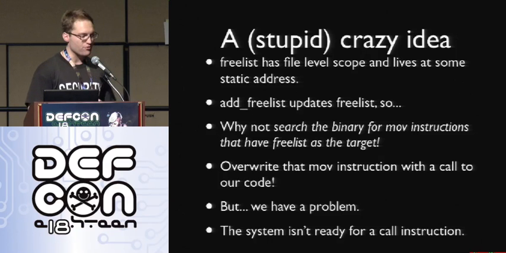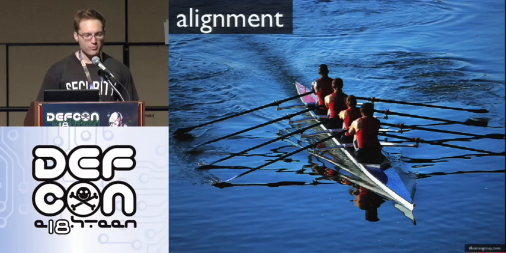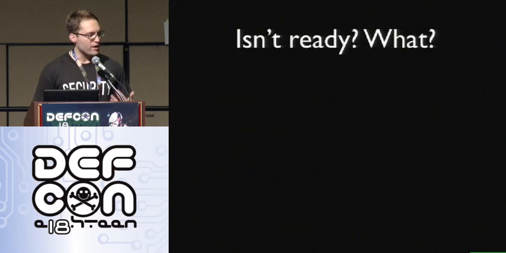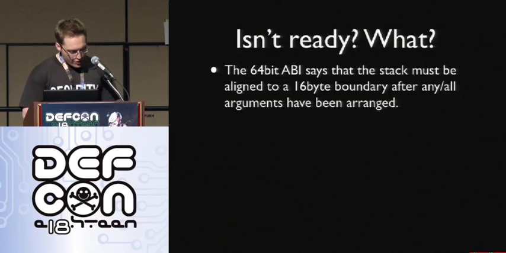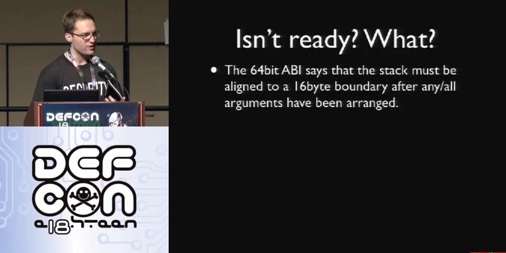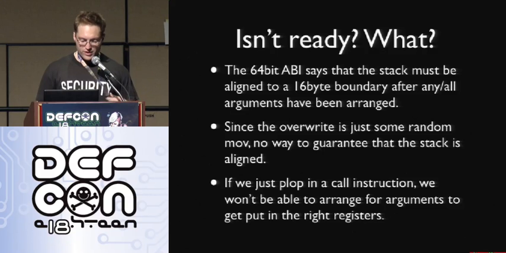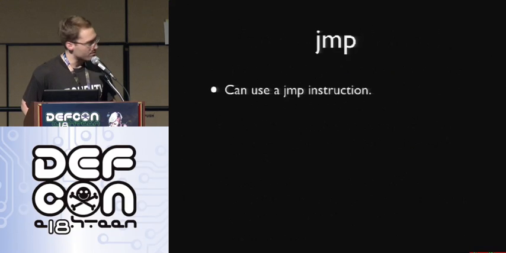The system isn't actually ready to make a call instruction at that point. What does that mean, not ready? Well, remember before we talked about the ABI and how the ABI talks about alignment and calling convention? Well, it's not quite ready to call a function because there was just a bunch of move instructions. If we just implant a call instruction, there's no guarantee that the stack is aligned or that arguments are in the right registers. So what do we need to do? Well, it turns out that we can actually use another type of instruction instead. We can actually just use a jump.